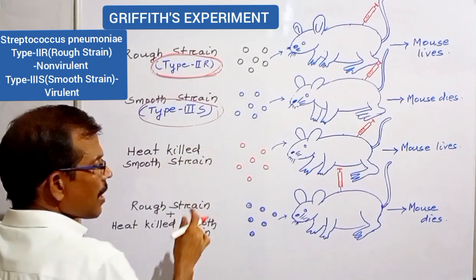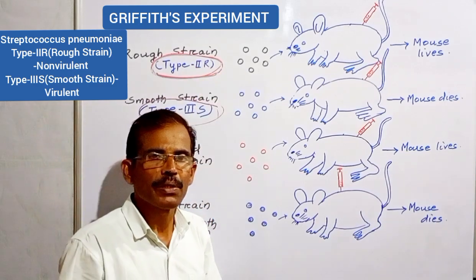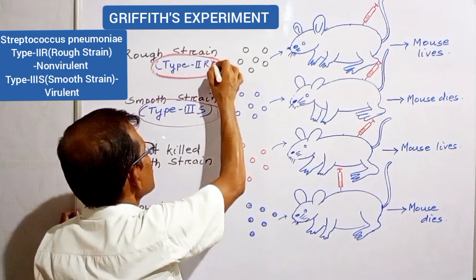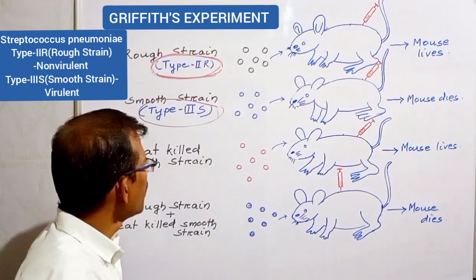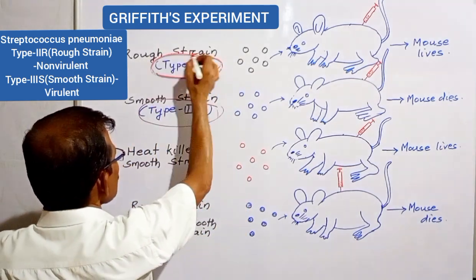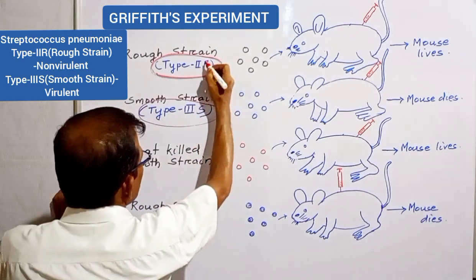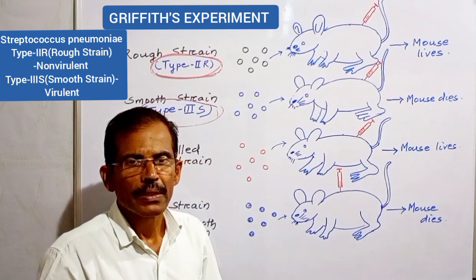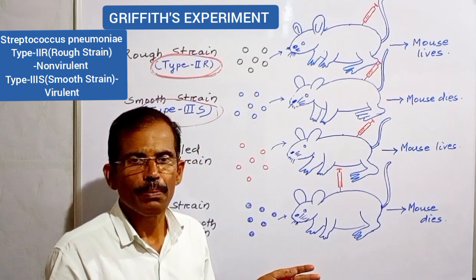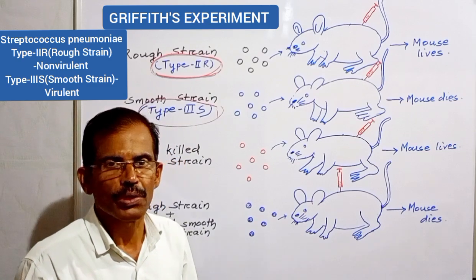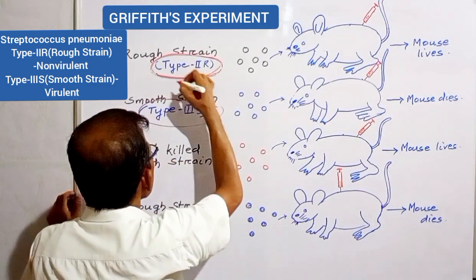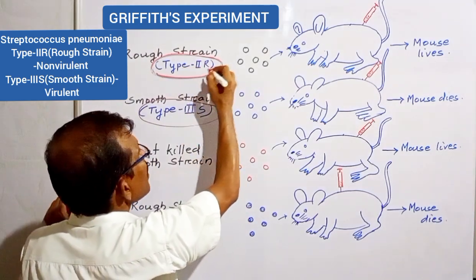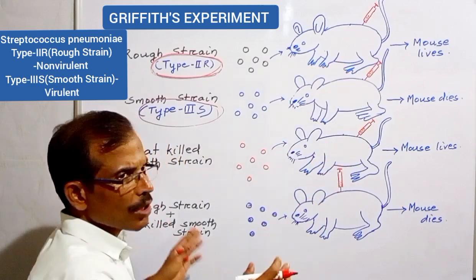Type 2R bacteria were devoid of the protective polysaccharide capsule. Absence of capsule gave type 2R bacterial colonies a rough appearance. Hence, type 2R strain is also called rough strain, and here R means rough. It is because of the absence of capsule. Type 2R bacteria were destroyed by the host immune system through phagocytosis. Because of this, type 2R strain is non-virulent. So when type 2R bacteria were injected into a mouse, the mouse survived.